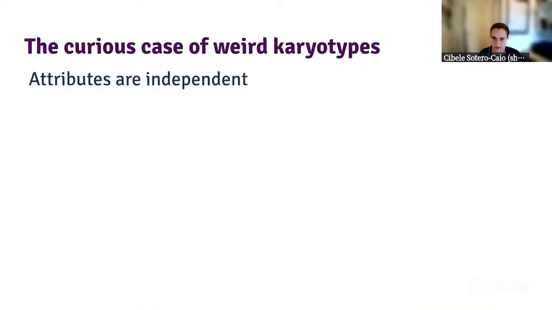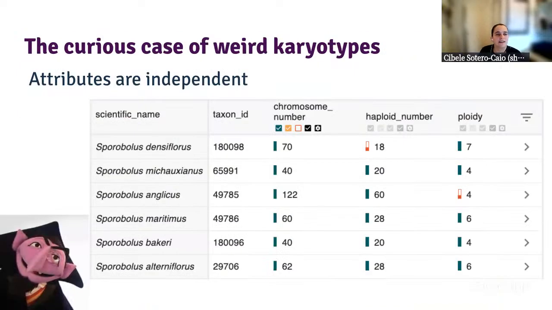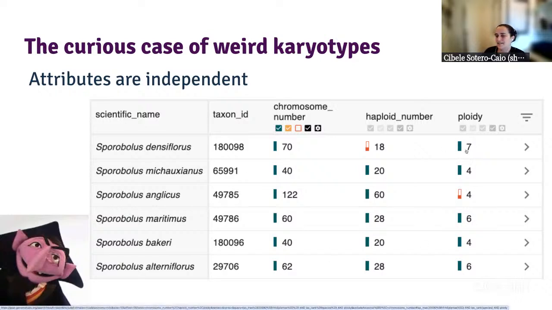And then the curious case of weird karyotypes continues when people say, it's wrong. How come? Set to haploid, how do you say that? Haploid of 7 has 70 chromosomes, but the haploid number is 18. Right? I think this one is kind of obvious, right? This is an estimate.